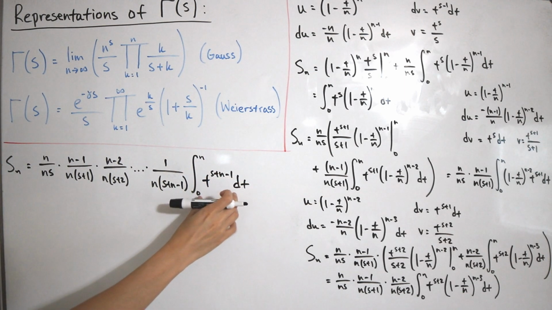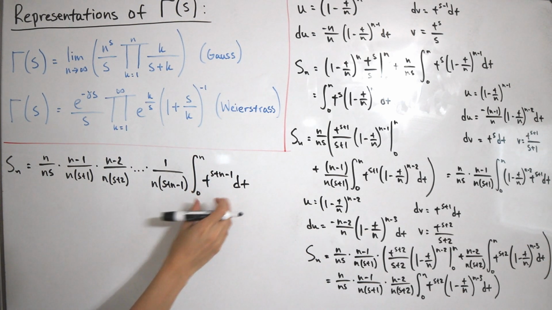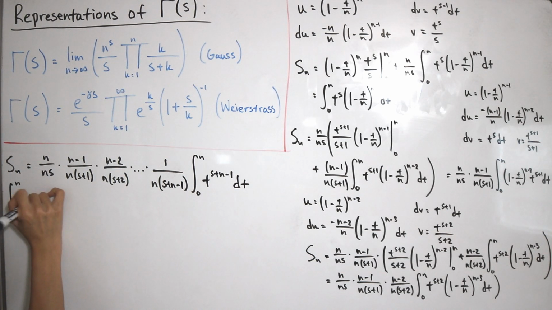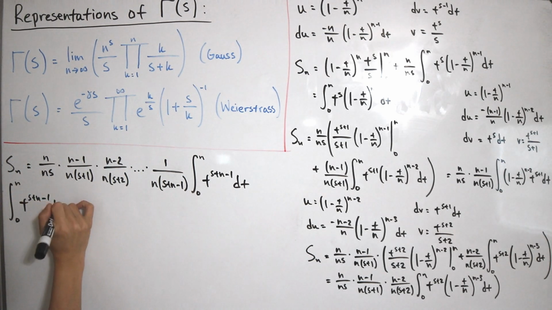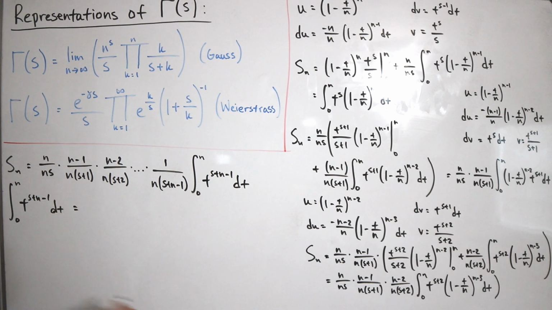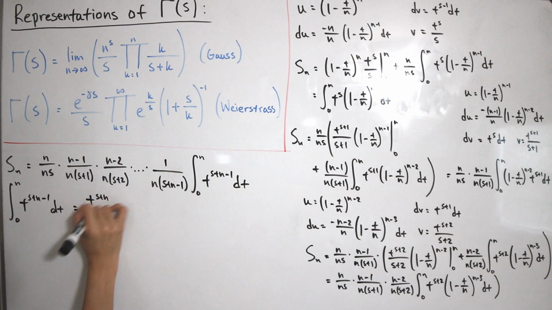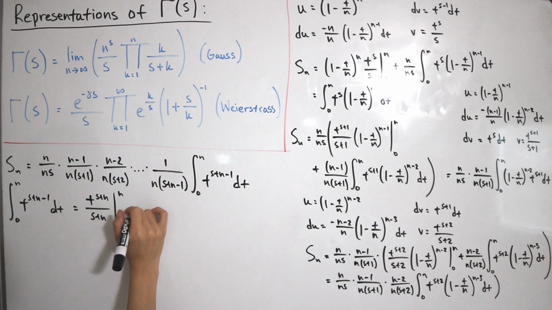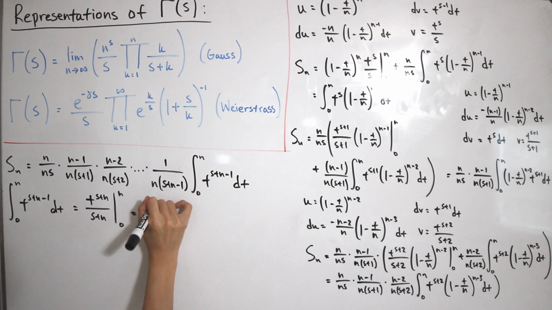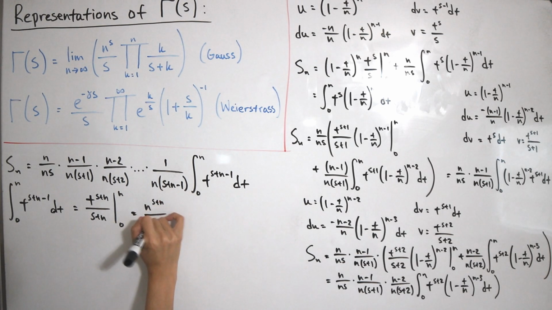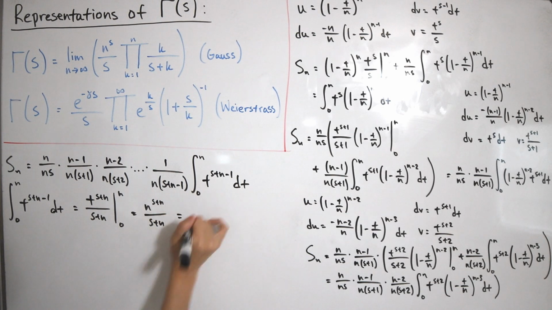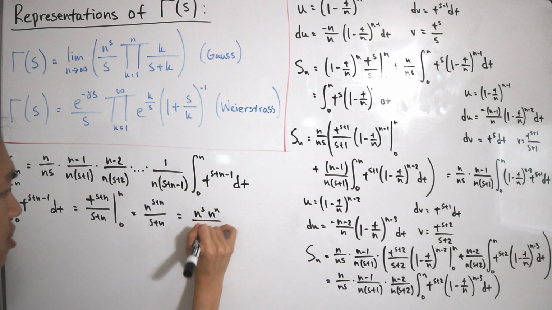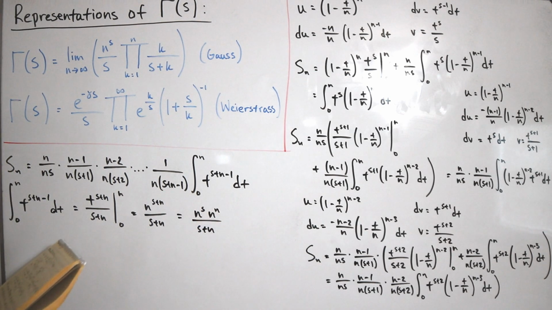And this is nice, because it is a very easy integral to calculate. By the power rule, we have t to the s plus n divided by s plus n. Evaluating this from 0 to n gives us n to the power s plus n divided by s plus n. In other words, we can write this as n to the power s multiplied with n to the power n, divided by s plus n. Okay, and so we substitute this all back in.